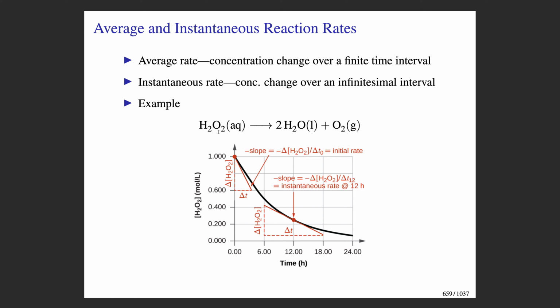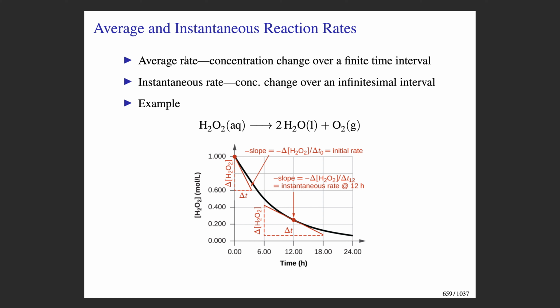So here we've got a decomposition reaction. Hydrogen peroxide is decomposing into liquid water and oxygen gas. And what we're doing is we're following the concentration. Notice the brackets. The concentration of the peroxide as a function of time in units of hours. So that's moles per liter. So we have moles per liter along the y-axis and time on the x-axis. And we see that that concentration decreases over time, right? Because it's a reactant and it's decomposing.